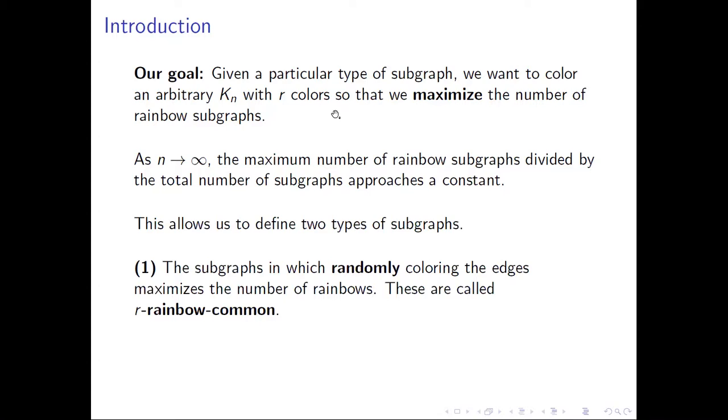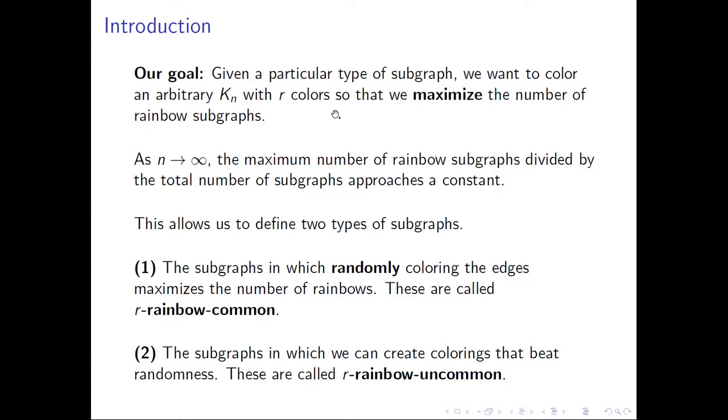First, we have the subgraphs in which randomly coloring the edges gives us the maximum number, as n approaches infinity, that is. So for example, let's say we use expected value calculations from probability and statistics. We get that 20% of the subgraphs are expected to be rainbows. If the maximum as n approaches infinity is 20%, then we call that rainbow common. Randomness is the best that we can do. But if we can do better than randomness, then we call that a rainbow uncommon subgraph.